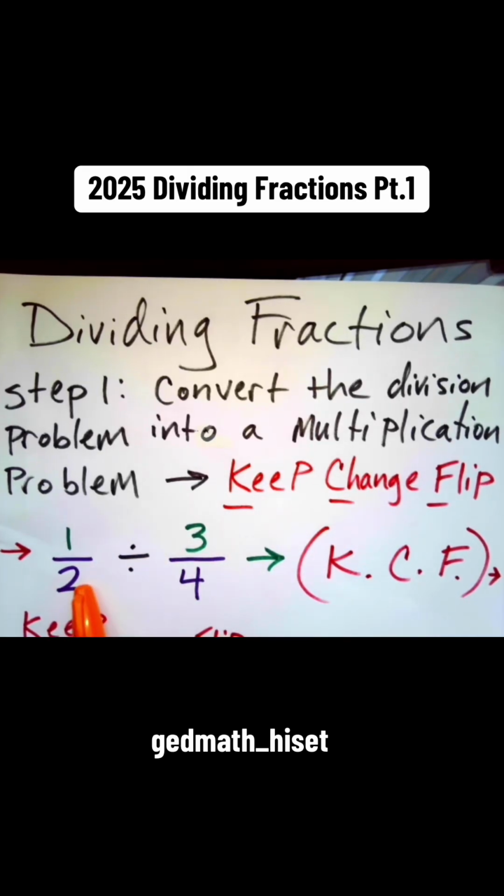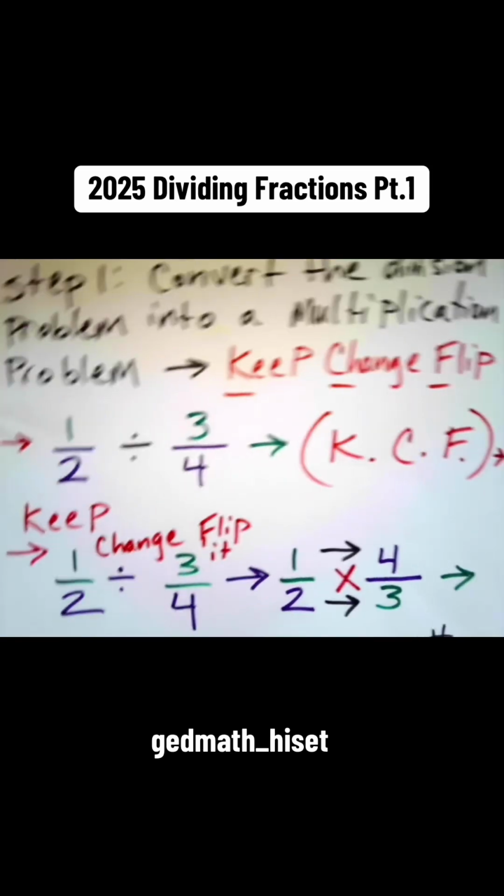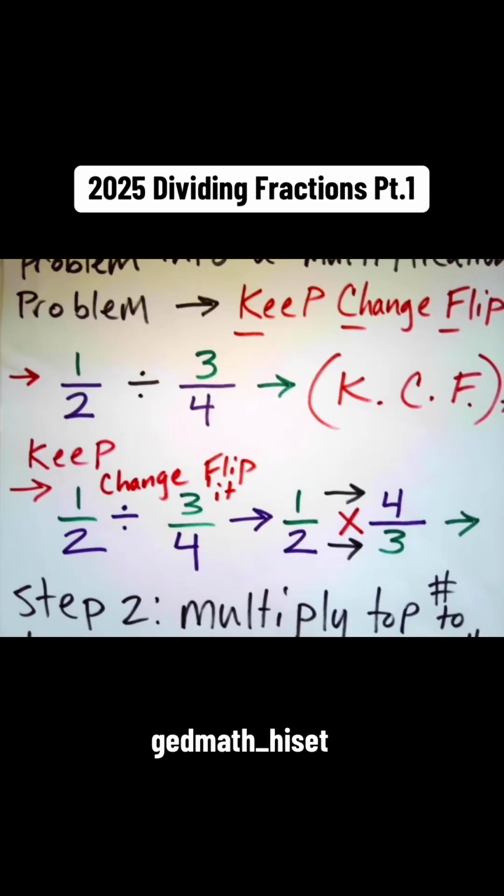We keep the first term just the way it is, 1/2. We change the division to multiplication, and then we're going to flip the fraction. 4 will be on top. 3 will now be on the bottom. It's that simple, and then you've turned it into a multiplication problem. Let's take a look at keep, change, flip.